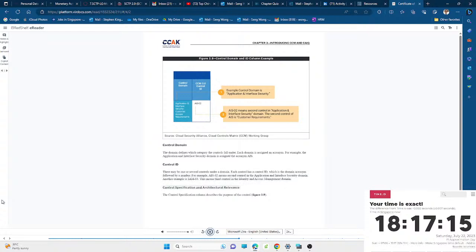Control specification and architectural relevance. The control specification column describes the purpose of the control. Figure 3.8, control domain and ID column. Example control domain is application and interface security. ACE02 means the second control in the application and interface security domain. The second control of ACE is customer access requirements.